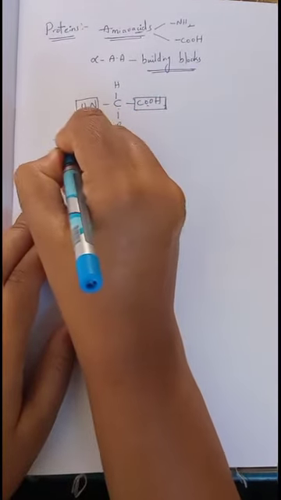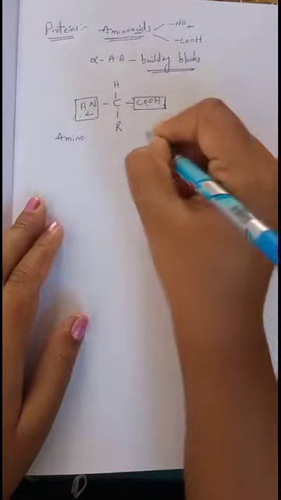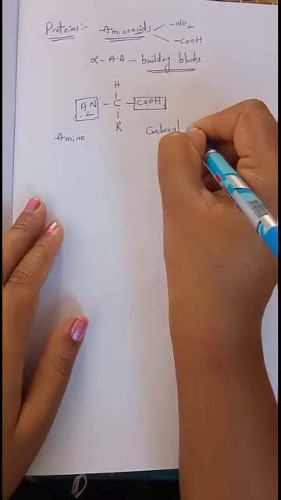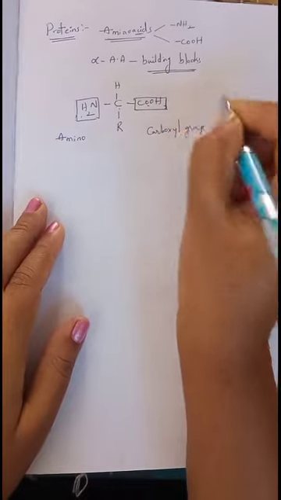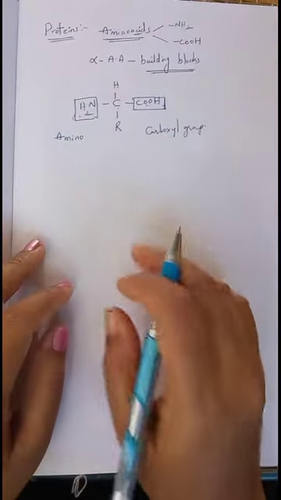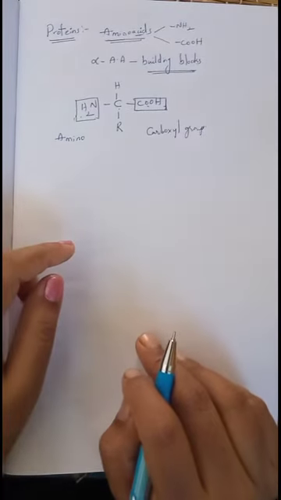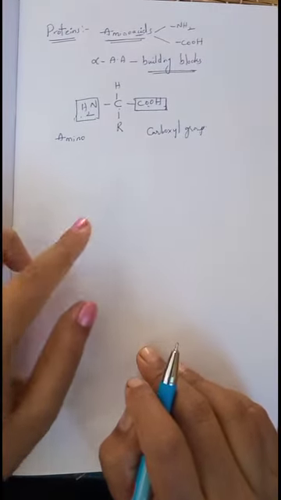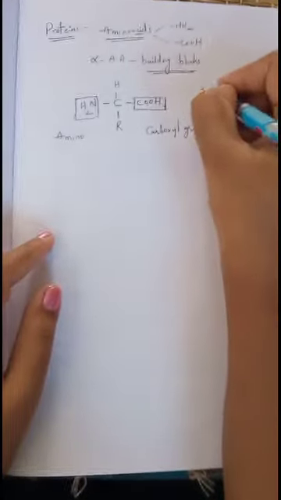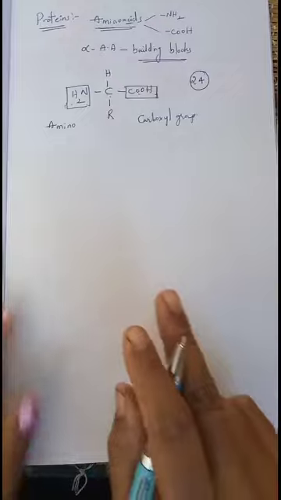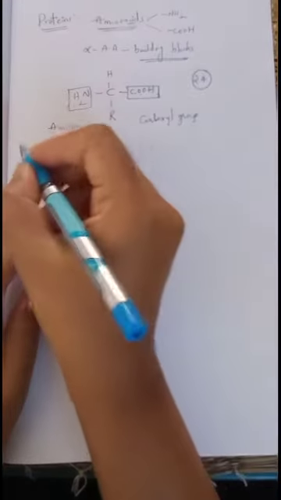So this is the amino group and this is the carboxyl group. Both the amino group and the carboxyl group are present in the same molecule. That's why we can call them bifunctional organic compounds. There are 24 naturally occurring amino acids. These 24 amino acids are mainly classified into two important types. The first one is non-essential amino acids.